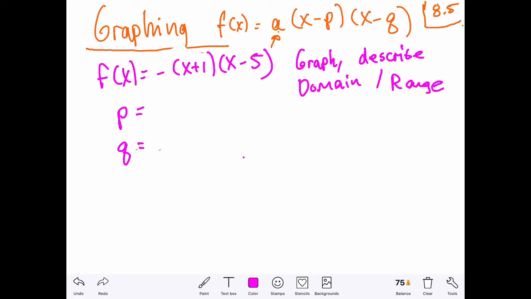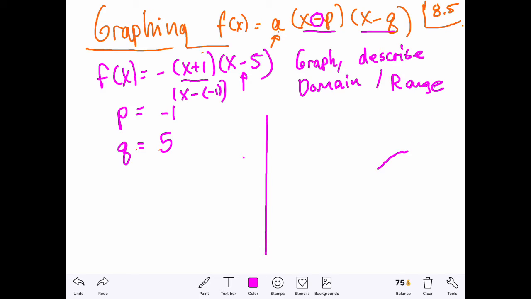So remember, if we're looking at this form x minus p with something like x plus 1, well, really we're looking at it like this: x minus a negative 1, right? And that's what got us to positive 1 there, because remember, this negative is built into the formula. So x minus a negative 1, in other words, our p here is negative 1. And here the negative is just standard like we're used to, and so q must be 5. So in other words, those are our x-intercepts, and let's just go ahead and put those here on our graph.